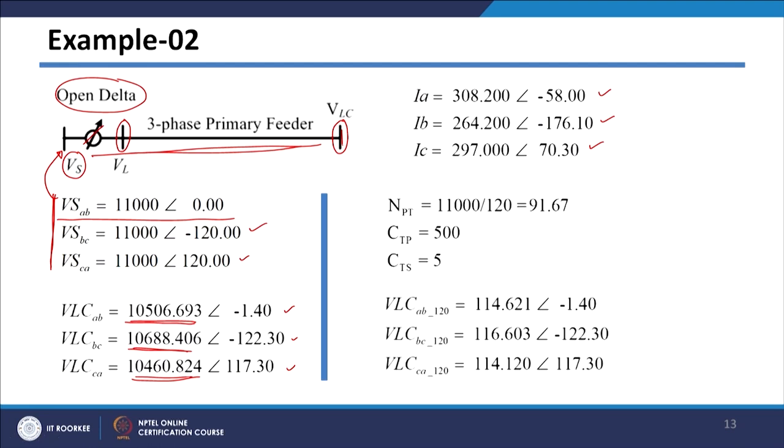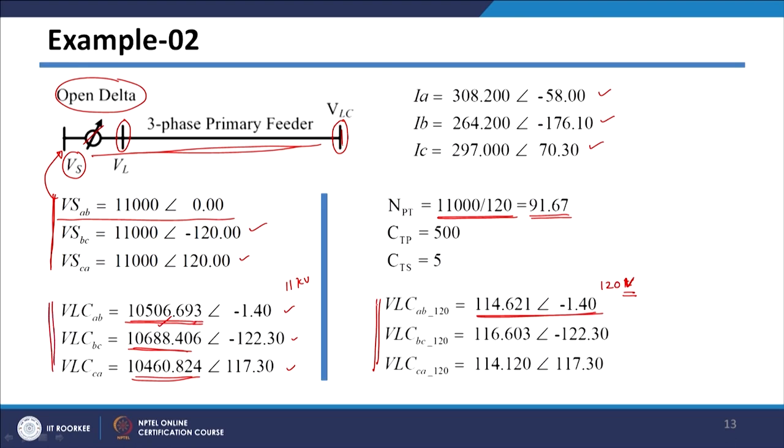In this case, these voltages first I need to convert on 120 base. To convert these voltages into 120 base, your PT ratio is 11 kV by 120 volts, which comes around 91.67. So if you divide this quantity by 91.67, I will get these 3 quantities. So this is on 11 kV base, and these are the voltages based on 120 volts. I have just changed the base of these 3 quantities here.